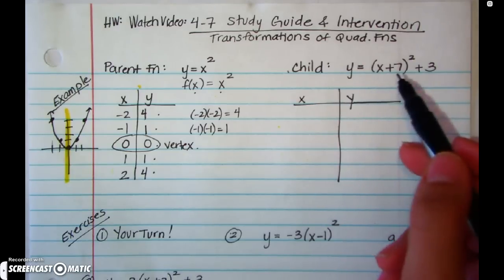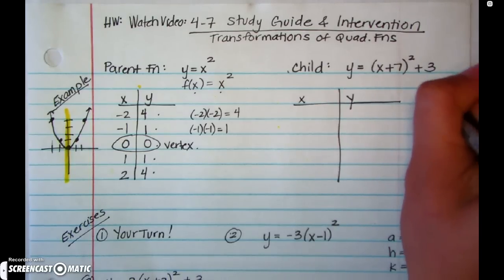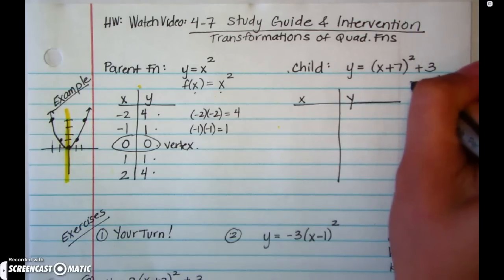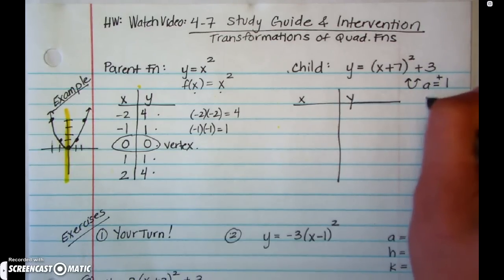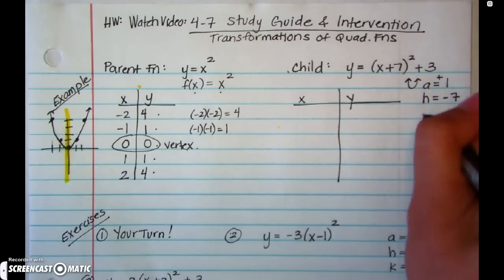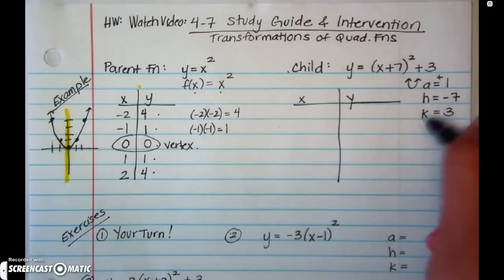I have a child, according to the example, that has plus 7 and then plus 3. So in this case, a is equal to positive 1, so we know it's going to be facing up, or opening upwards. h is equal to negative 7, the opposite of whatever's written there. And k is equal to a positive 3. So we're going to change the x values by shifting it to the left 7 units, and then the k units by shifting it up 3 units. I'm sorry, the y values by shifting it 3 units up.